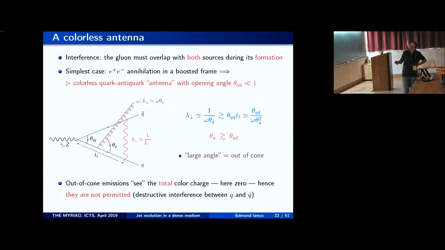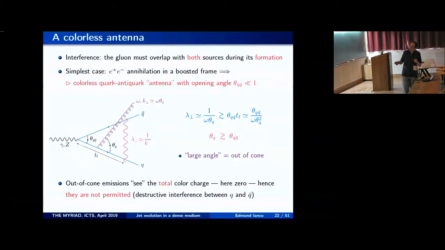It means you would like the transverse wavelength of the gluon, which is 1 over omega times its emission angle, to be larger than the separation between the quark and the anti-quark at the time of the emission. This separation itself is the angle of the antenna, theta q bar, times the formation time that we computed before, which is 1 over omega theta q squared. So you see this inequality includes both the angle of the antenna, which measures the separation between the quark and the anti-quark, and the angle of the emission of the gluon, because this is what determines the transverse momentum and hence the wavelength of the gluon.